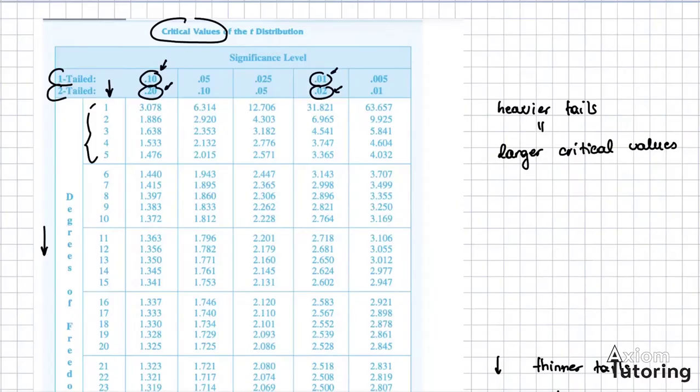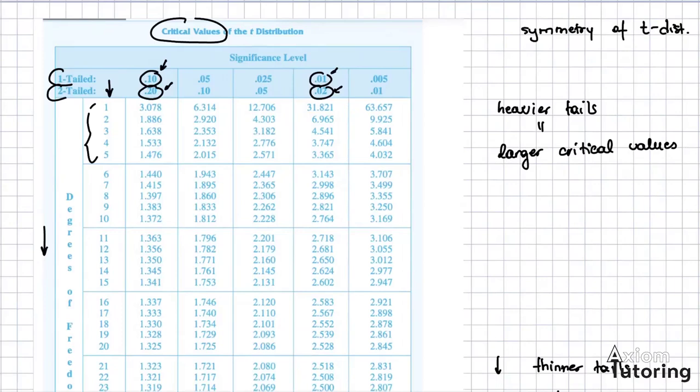So that's why the t-table basically has separate columns. Keep in mind, it's not arbitrary numbers, it's just geometry and using the symmetry of the t-distribution. Okay. Now, let's look at a concrete example.